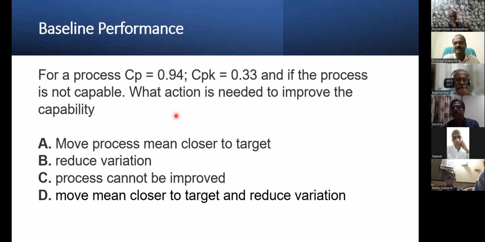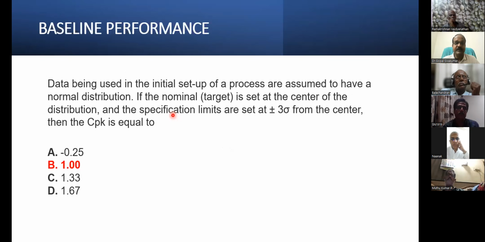No, sir. The process is excellent. Everything is excellent, right? It is above 6 sigma. Why do I say above 6 sigma? Because it is above 2. Very good. That's all.